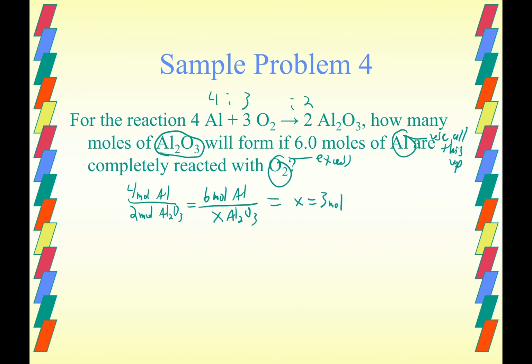So depending on how much aluminum we start with, we produce half as much aluminum oxide. So if we had 6 moles of aluminum, half of that would be the amount of aluminum oxide we could produce. So 3 moles Al2O3.